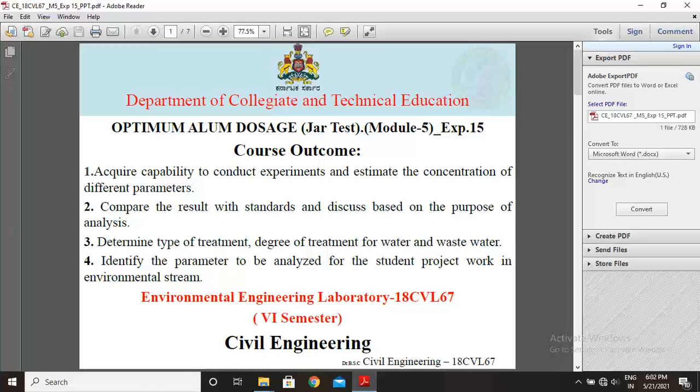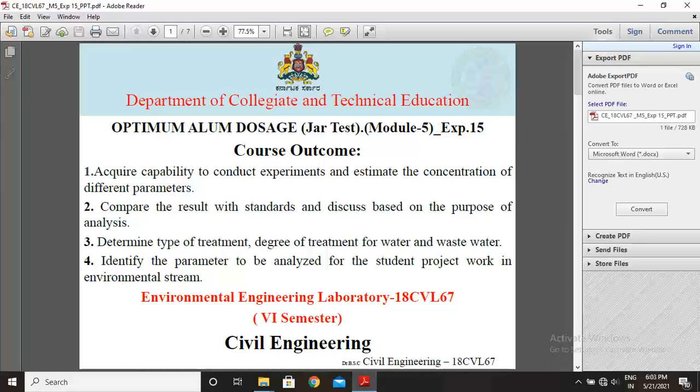Based on this title and based on these subjects, there are 4 outcomes prepared. First outcome is acquire capability to conduct experiments and estimate the concentration of different parameters. Second outcome is compare the result with standards and discuss based on the purpose of analysis. Third outcome is determine type of treatment, degree of treatment for water and wastewater.